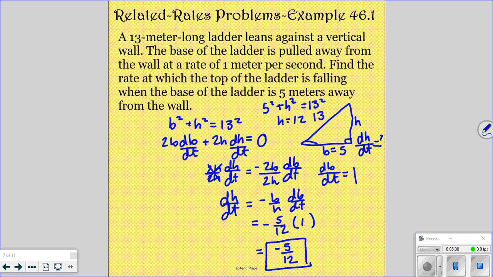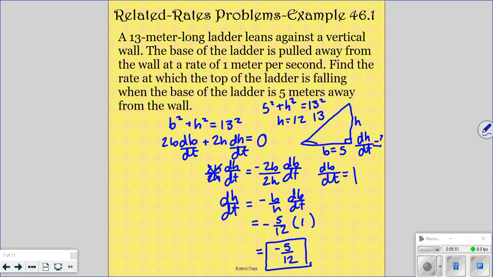So that's how you do a related rates problem with a triangle, with a ladder. You don't plug the 5 in at the beginning. You don't start with 5 squared plus h squared equals 13 squared, because then you won't end up with your db over dt and your dh over dt. You start with your variables and you get your equation, and then you go back and plug them in.